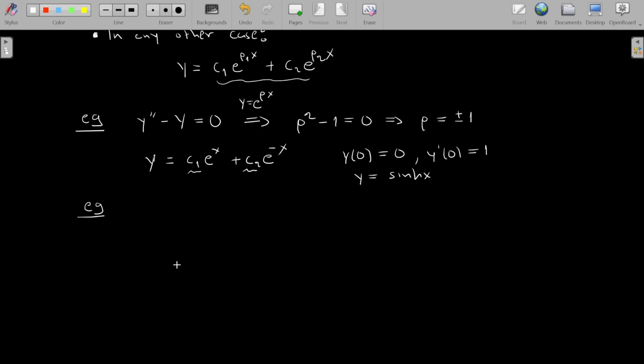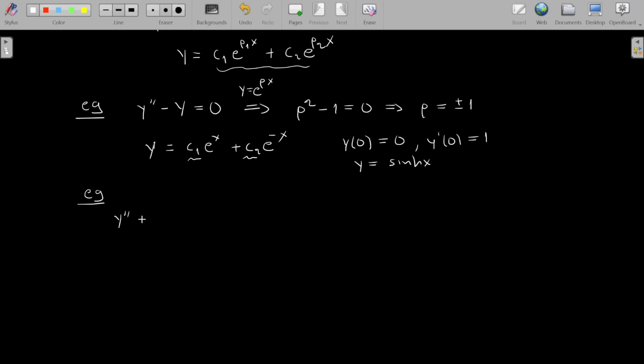Now, let's take another example. Y double prime plus 4 times y prime plus 5y is equal to 0. So the characteristic equation is r squared plus 4r plus 5 is equal to 0. And the roots are going to be, it's 16 minus 20, so it's 2i over 2. And the solutions are minus 2 plus minus i.